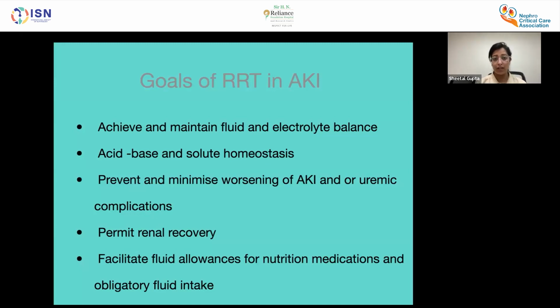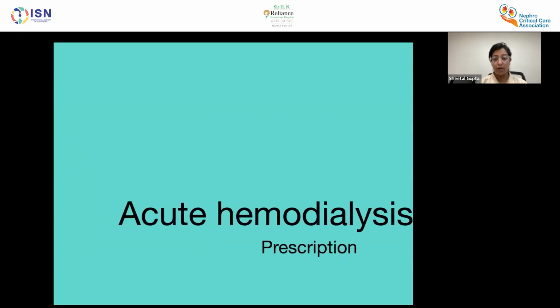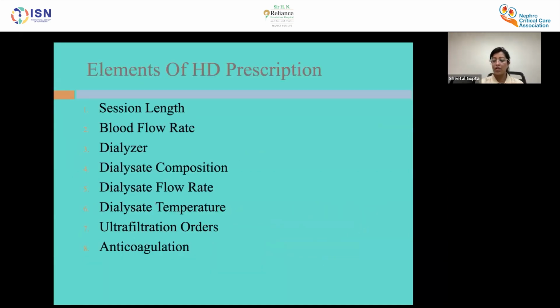There are some absolute indications for acute hemodialysis prescription. That is refractory hyperkalemia, refractory acidemia or acidosis, refractory pulmonary edema due to fluid overload, then symptoms or complications attributed to uremia, like encephalopathy. And the fifth one is overdose or toxicity from a dialyzable drug or any toxins.